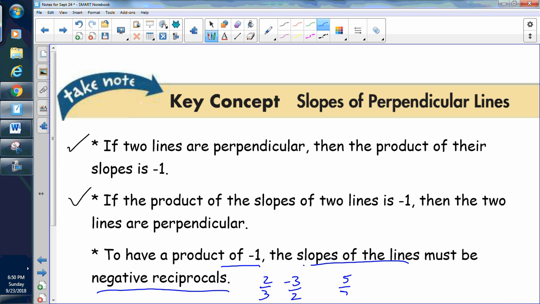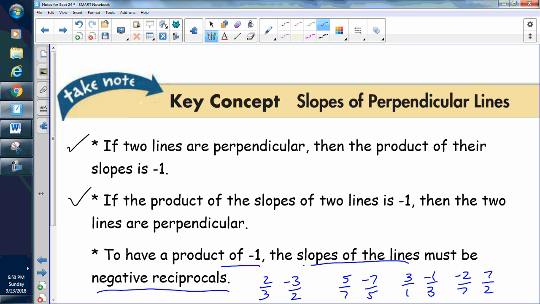5 over 7 and negative 7 over 5. 3 over 1, negative 1 over 3. Negative 2 over 7, positive 7 over 2. So notice each of the fractions was flipped over and changed to the opposite sign of the original one.